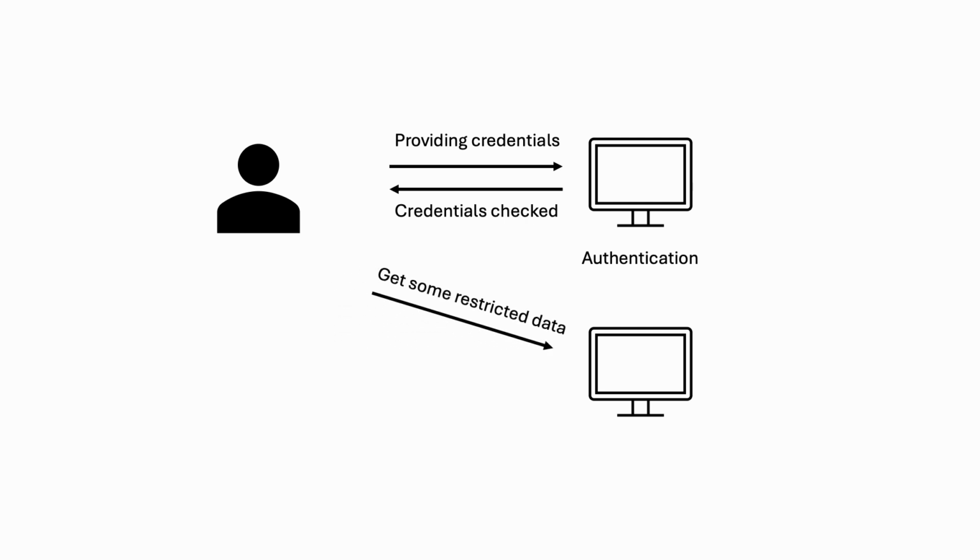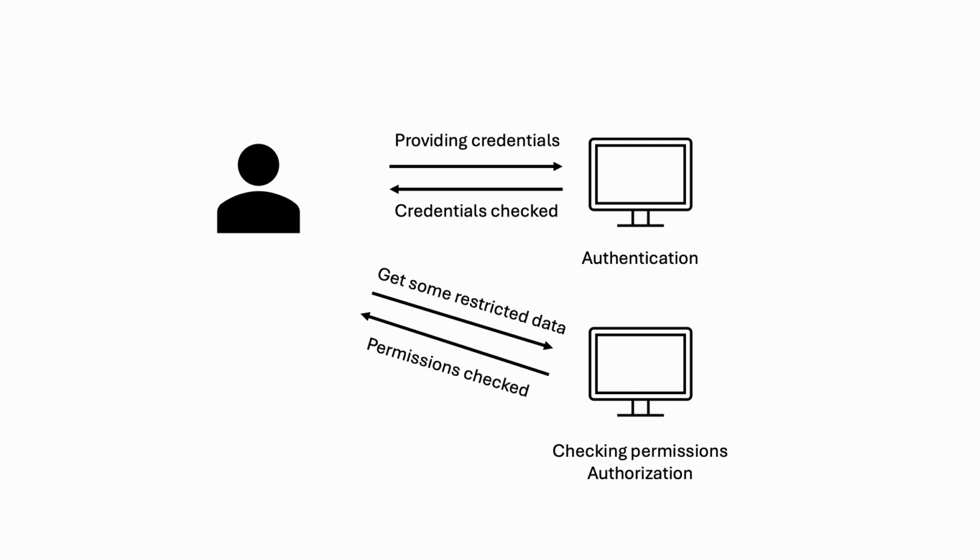Authorization is the process of checking whether a user or application has the right to access certain resources or perform specific actions. Even after you authenticate, you still need permission to access resources. The process of checking these permissions is called authorization.